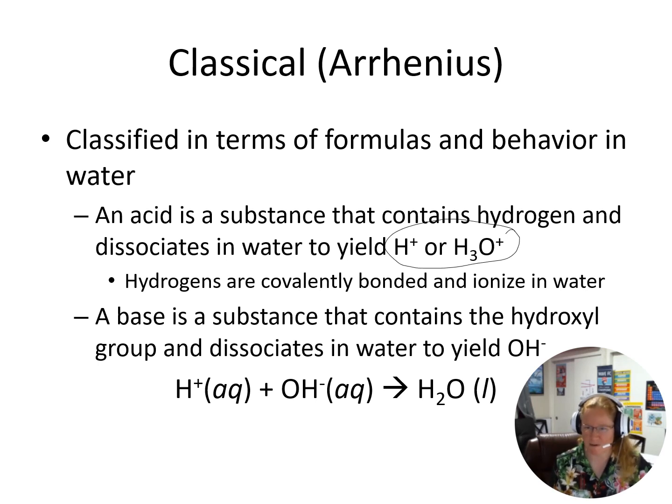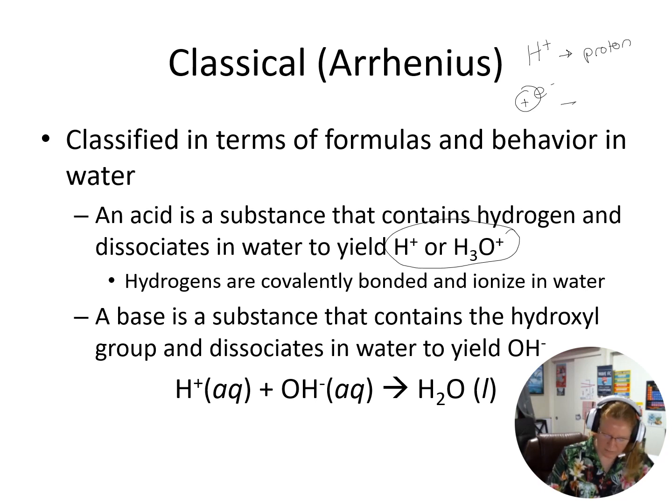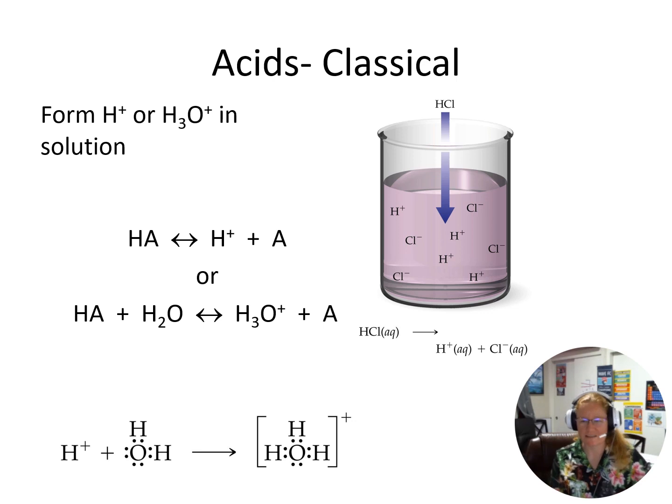This is the acidic portion of it, all right? H plus is known as a proton. Because remember, hydrogen has one proton and one electron. Well, if we get rid of the electron, all we have left is the proton. And so a hydrogen ion is just a proton. All right, so again, in our classical definition, we're going to get our H plus or our hydronium ion.